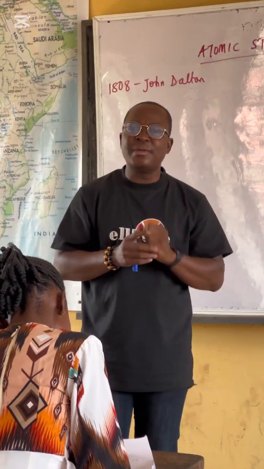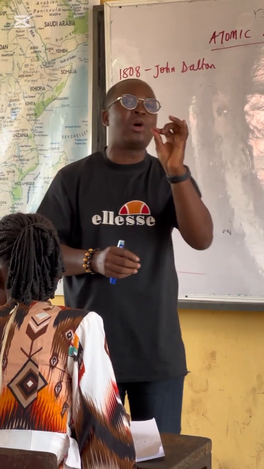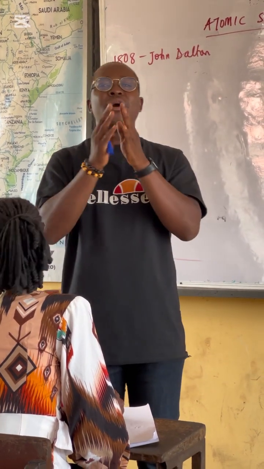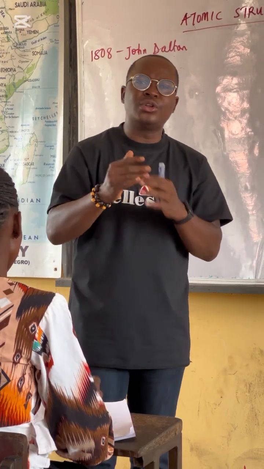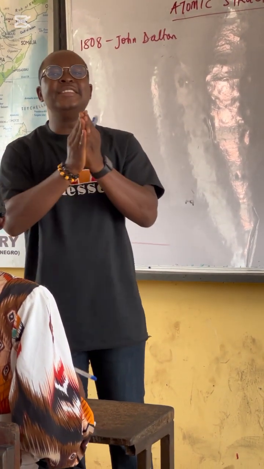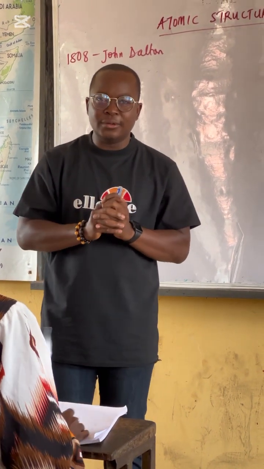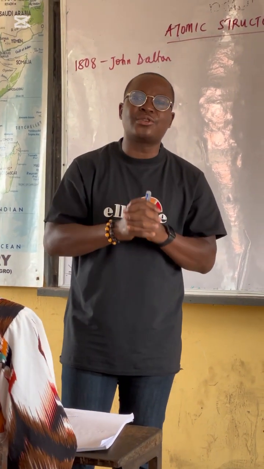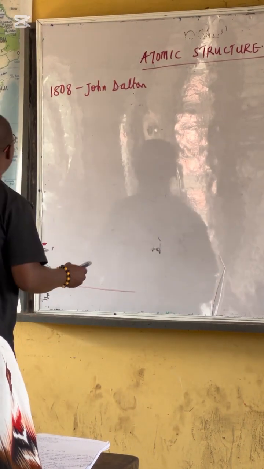The John Dalton atomic theory in 1808, the crux, the most important part of it, is that atom is an indivisible particle. By the time we continue with this class, you are going to see if it is true that atom is indivisible or not. But in 1808, John Dalton put forward the idea about atom, and the crux of it is that atoms are indivisible.